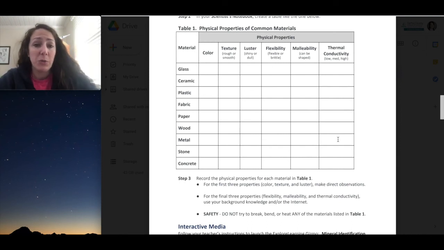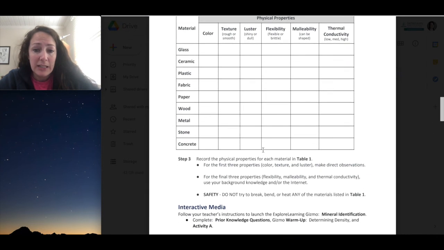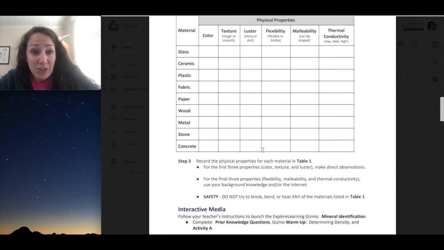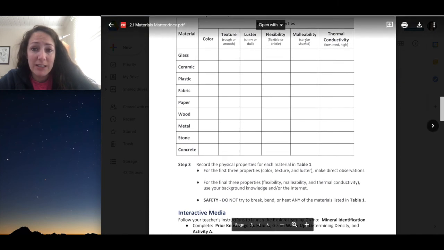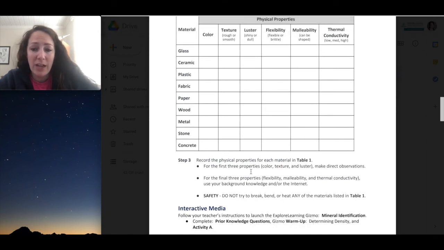Okay, so that's what you're going to do. You're going to walk through these different examples that you have. You're going to observe them and you're going to fill in this chart for me. If you can't figure out thermal conductivity, malleability, or flexibility, you can go to the internet, you can Google it, that's fine if you want to.